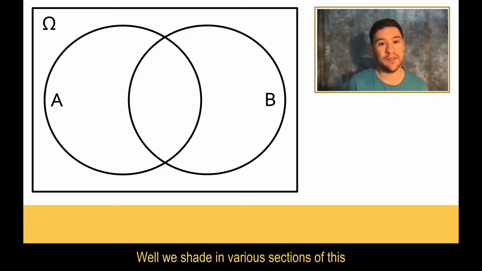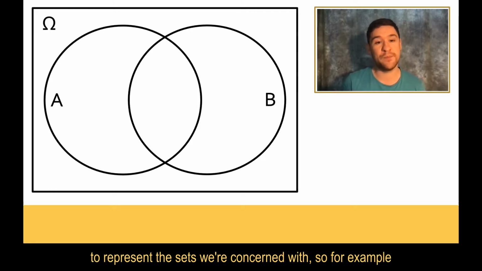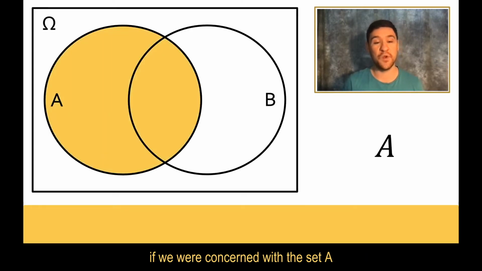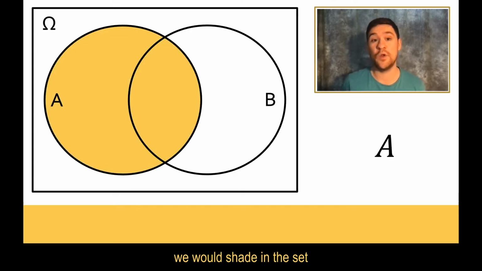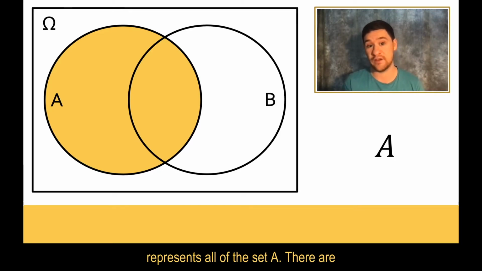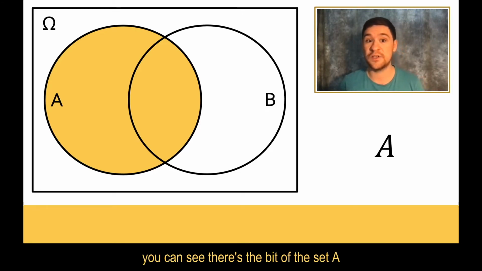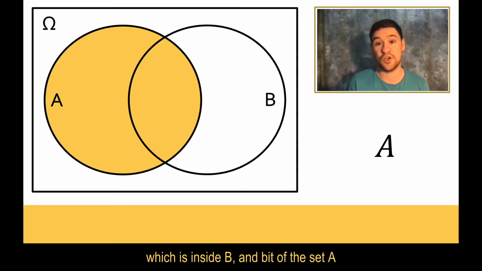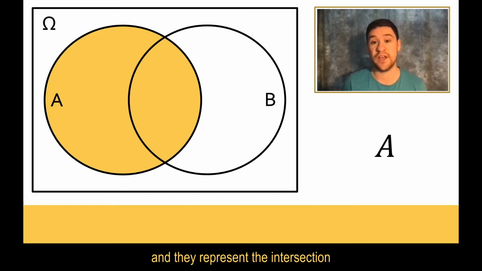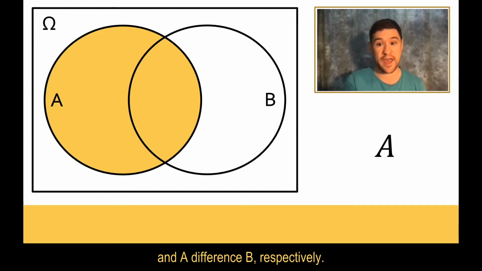How do we use Venn diagrams? Well, we shade in the various sections to represent the set we are concerned with. For example, if we were concerned with the set A, we would shade in that circle, which represents all of the set A. There are two sections to this. There's the bit of the set A which is inside B and the bit of the set A which is outside B, and they represent the intersection and A set difference B respectively.